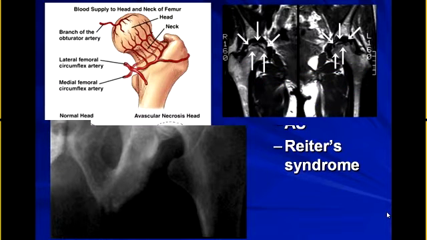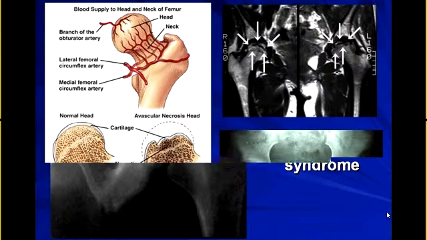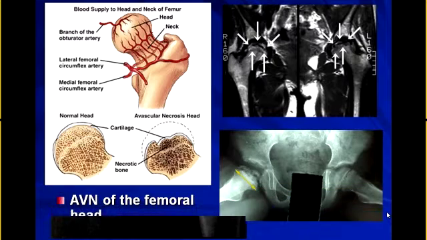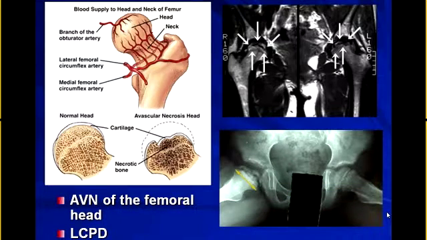Avascular necrosis. So again, if your patient has had a hip dislocation, they've had a fracture, they've had some sort of trauma to the hip, even a labral tear.